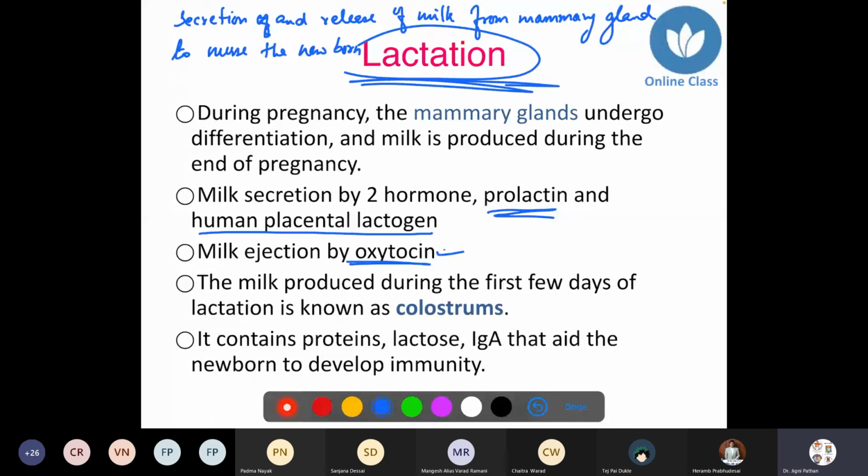Oxytocin is also called the love hormone. It is a milk ejection hormone. The milk produced during the first week of lactation is colostrum, which is a very important MCQ. It contains proteins, lactose, and an antibody, IgA, that is transported to the baby through milk. Very important question: which antibody is transferred from a mother's milk to a baby? Antibody IgA, which provides immunity to the baby. It's formed in the mother's body and the immunity is given to the baby.